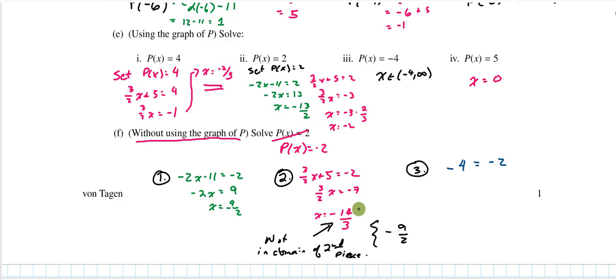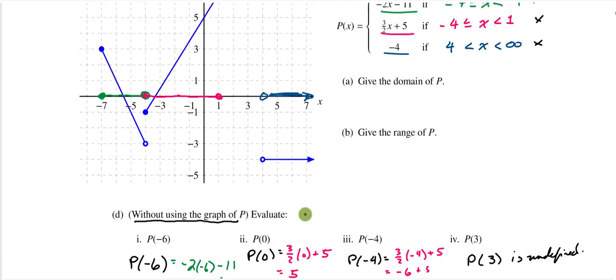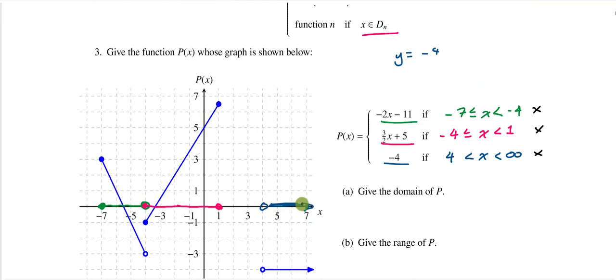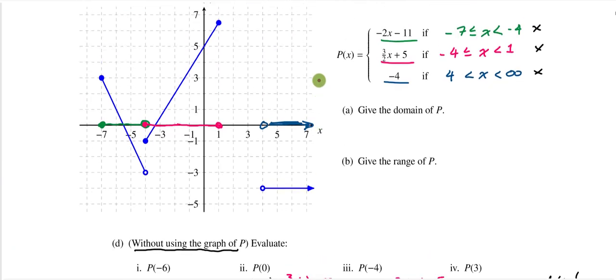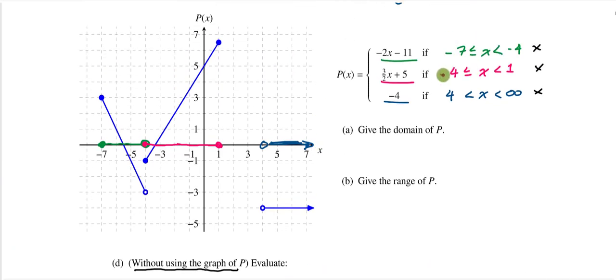And so we are going to throw out that solution. That's what I wanted to go through, folks. That's why I'm working this example here. When I set the second piece of this function equal to -2, without looking at the graph, I got an answer of -14/3. As a decimal approximation, that's approximately -4.667, roughly. And notice that that decimal approximation, or that -14/3, is not in this interval.